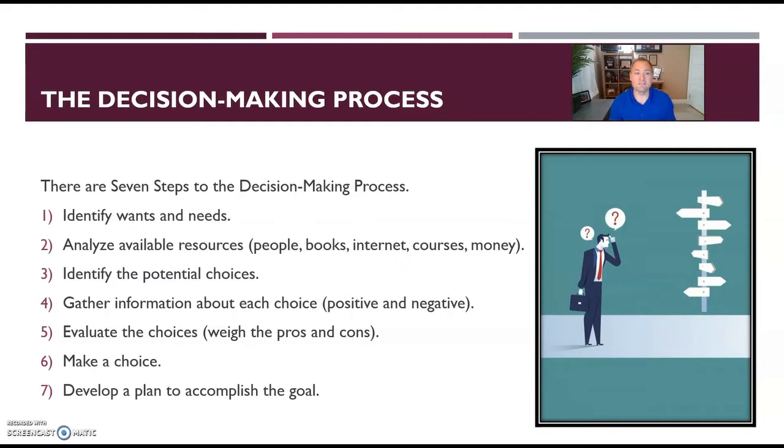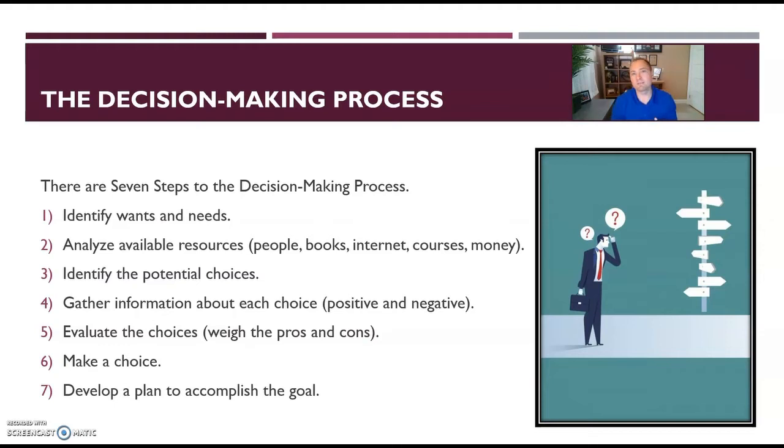Third, identify the potential choices. There's always a choice no matter what. Some people think there isn't, but there is. It's just whether or not you like it. Then you're going to gather information about each choice, both the positive and the negative. This is the research aspect. Fifth, you're going to evaluate that choice. You're going to take the information that you've gathered and weigh the pros and cons.